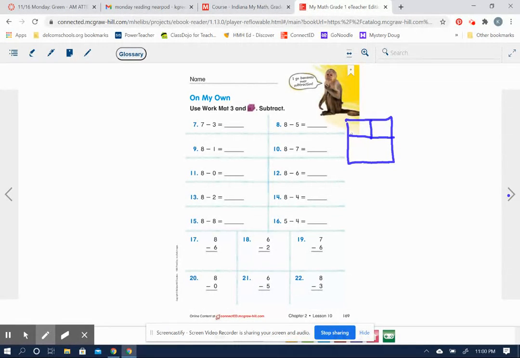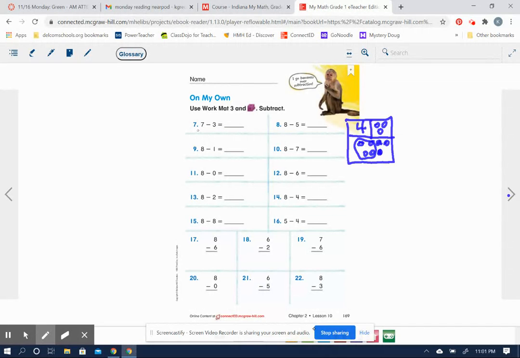So you can use that and maybe use some pennies to put these numbers here, like 7. You could draw 7 or put 7 pennies in the work mat. And then if you have 3 over here, 1, 2, 3, how many are left on this part? That would be 4, wouldn't it? 1, 2, 3, 4. 4 plus 3 equals the whole number, which is 7. That's one strategy, one way that you could do it, with this kind of a mat.